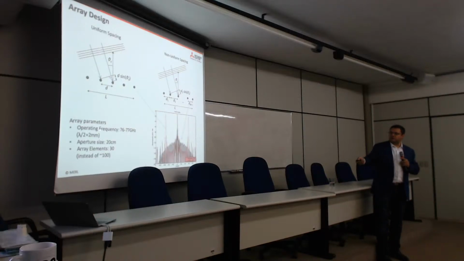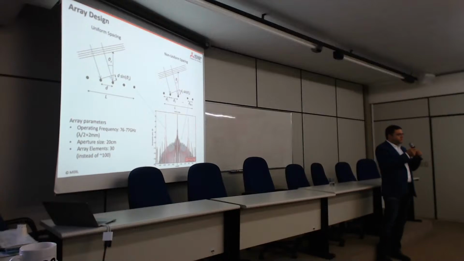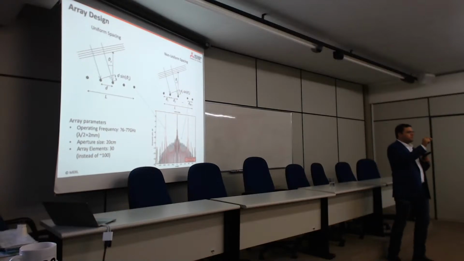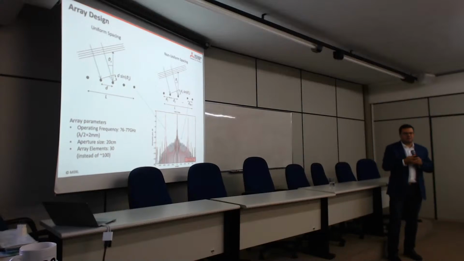So let me give you an example. Let's say you have an array that operates at around 76-77 gigahertz. Half a wavelength is about 2 millimeters. Okay? And now let's say that the array has a size of 20 centimeters. Well, you have 20 centimeters, you have to put elements every 2 millimeters. That means you have to use about 100 array elements. But that's expensive because every array element you have to sample, do A to D conversion, all that stuff at high frequency, and that can get very expensive very quickly.